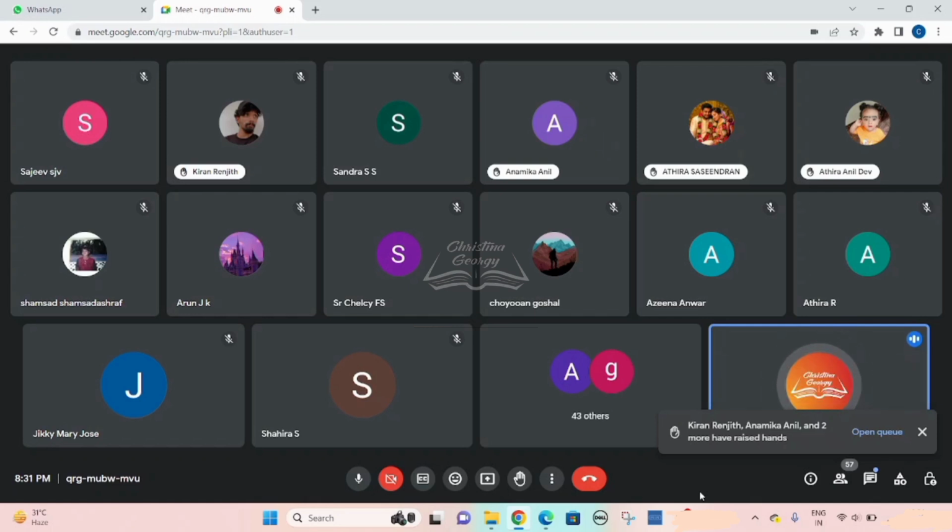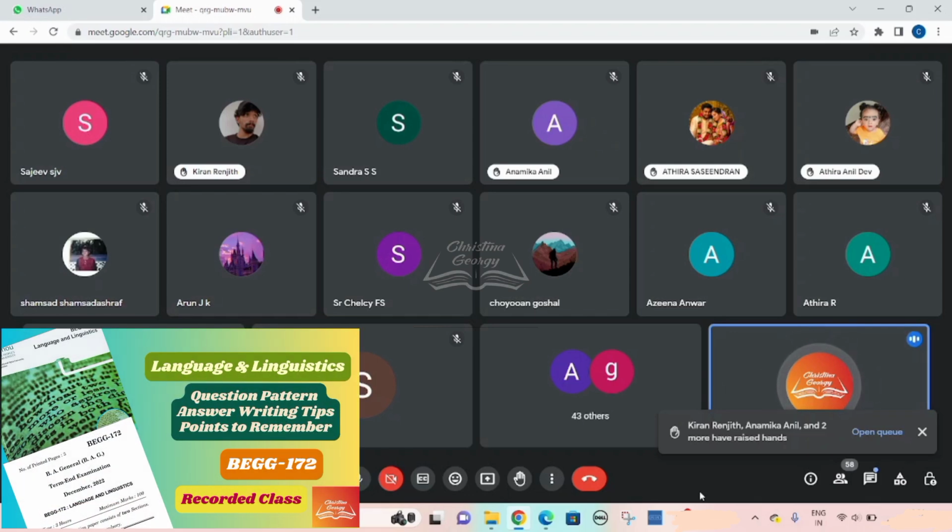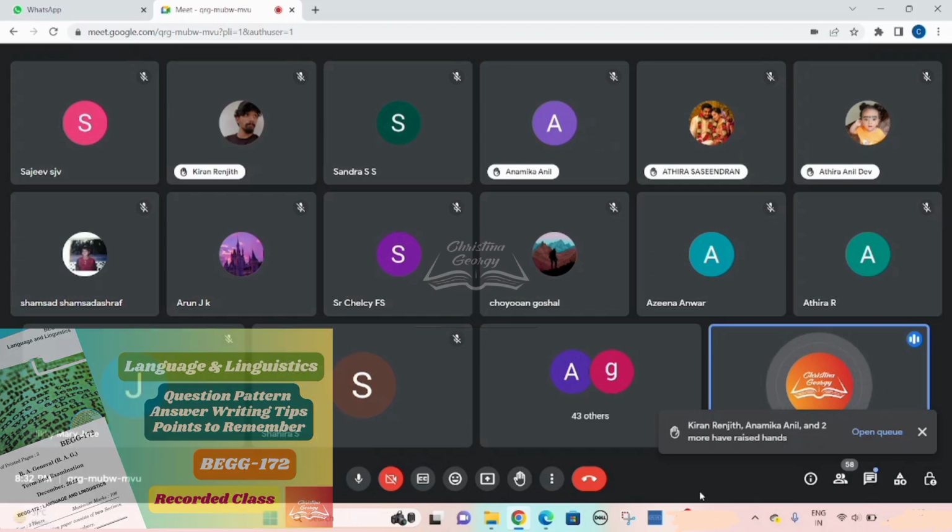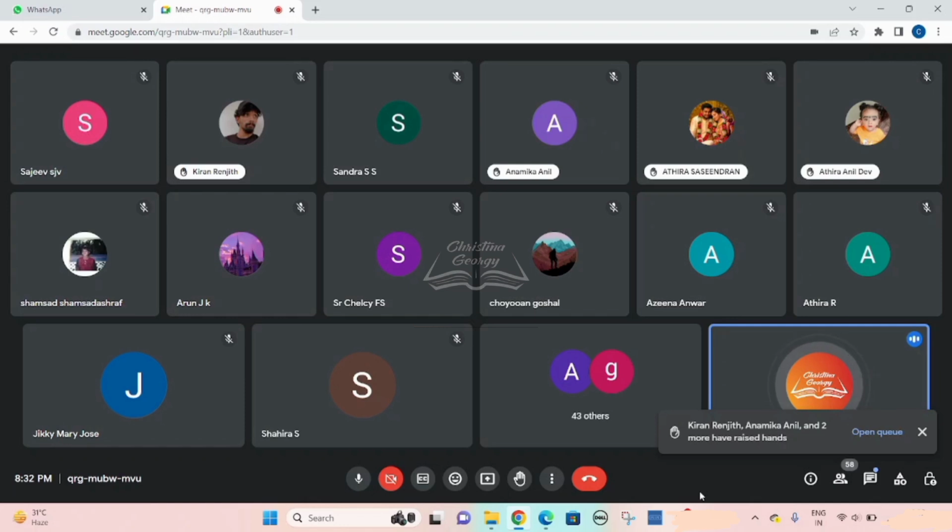With respect to communication, there are 4 skills that often come into discussion. LSRW. We say LSRW skill set: listening, speaking, reading and writing. I'm very sure that my BEGG 172 students would be familiar with all these linguistic aspects. It's a paper called Language and Linguistics that a few of the first year students are studying. This is a much easier paper compared to the other.